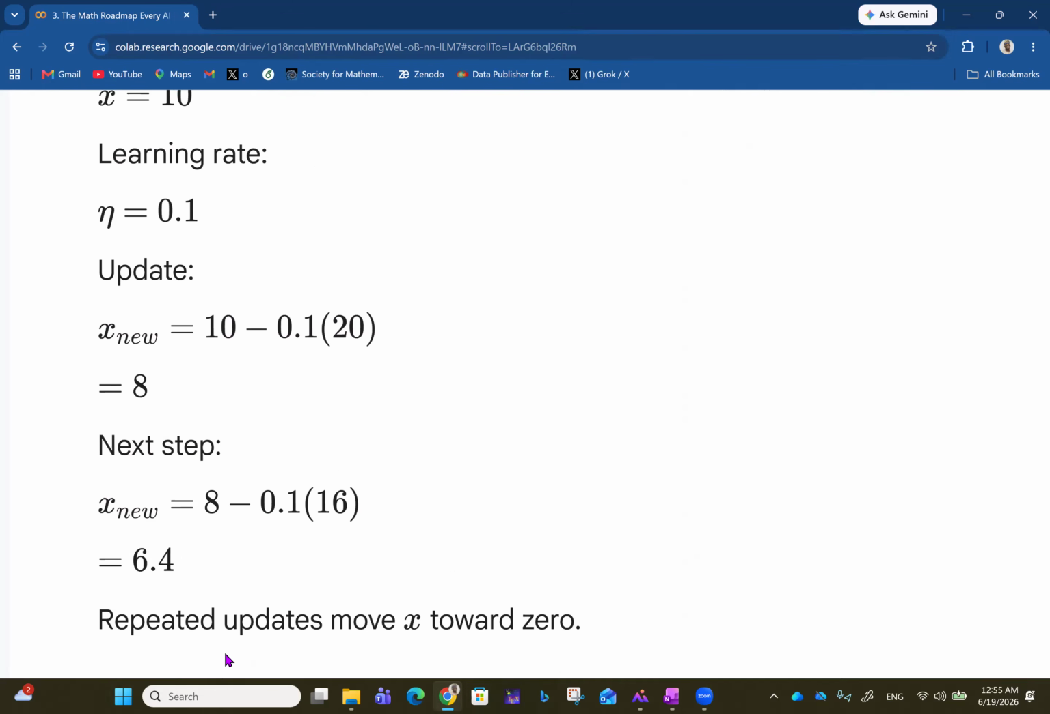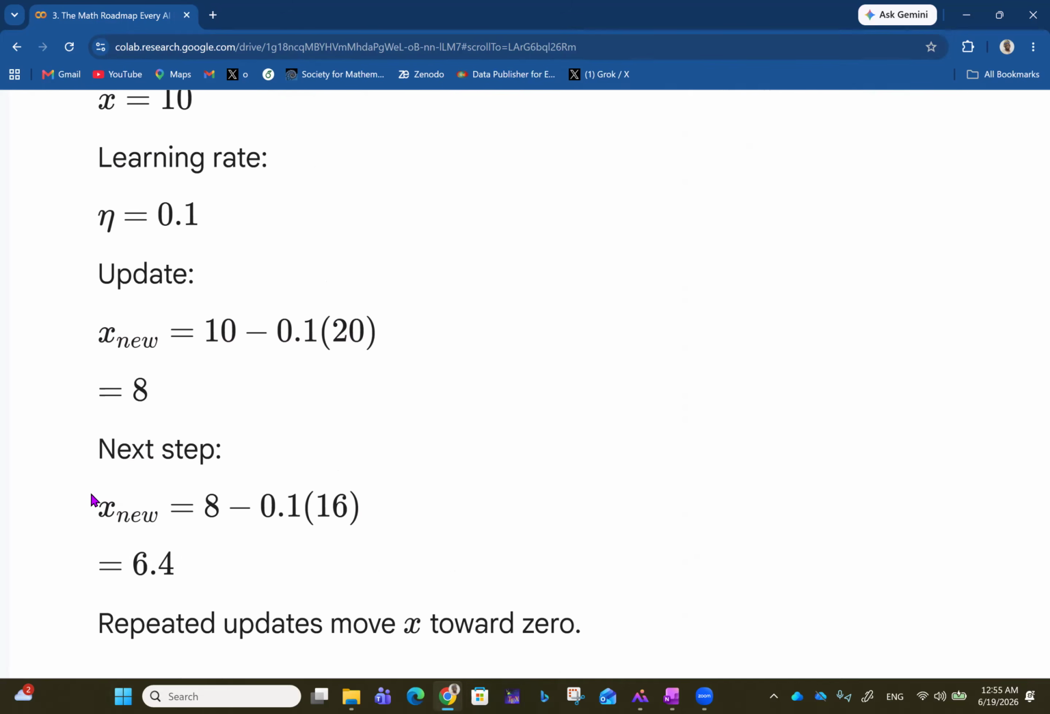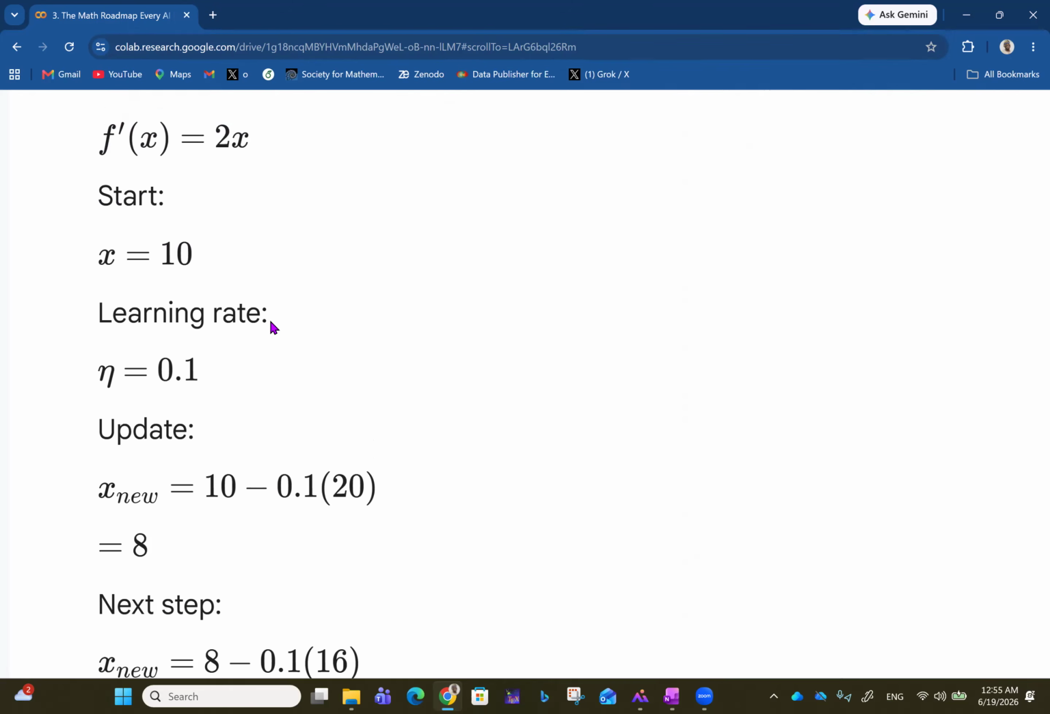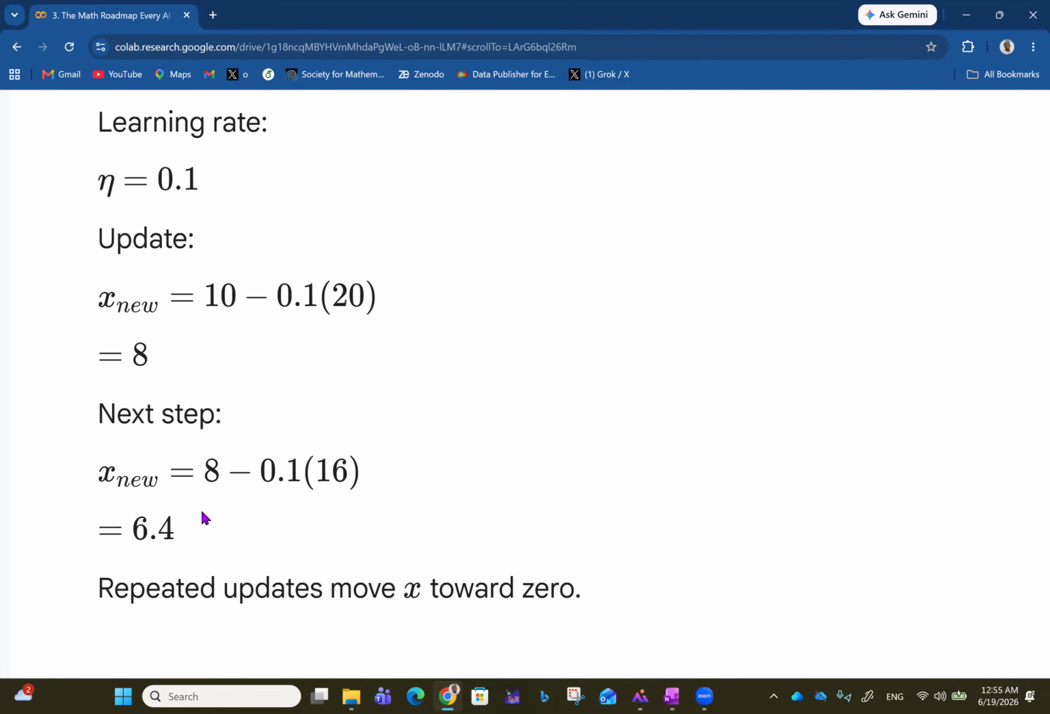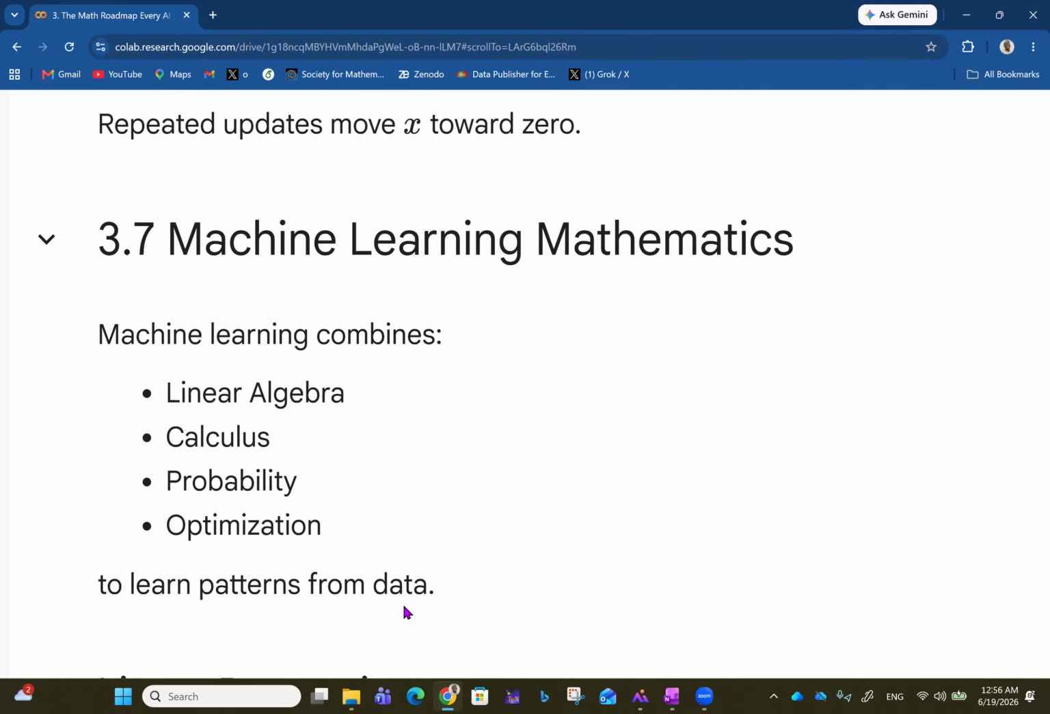Then you can go to the next step. The new x, 8, now becomes the old x, so 8 minus 0.1 times the derivative; when x is 8, 2x is 2 times 8, which is 16. So you have 8 minus 1.6, and that's 6.4. So repeated updates move x towards 0. You keep going until you get to the desired level.